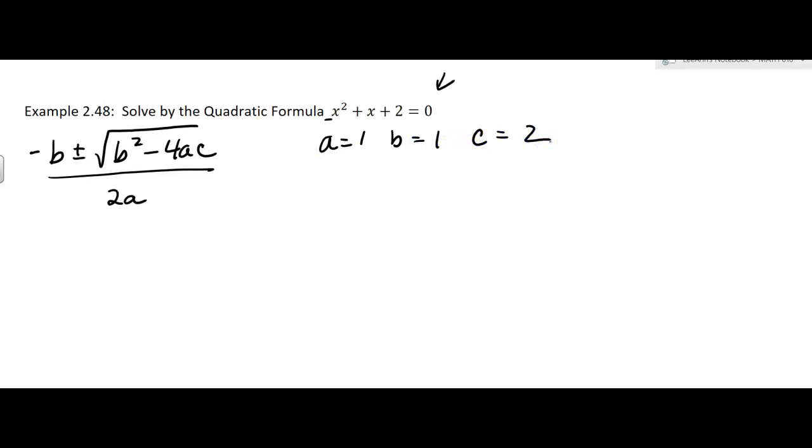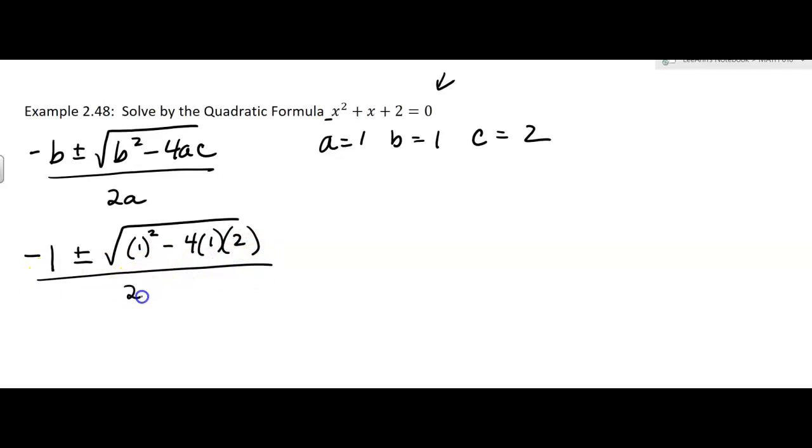Okay, so now I'm going to put everything where it goes. The opposite of b plus or minus the square root of b squared minus 4 times a times c, all over 2 times a. All right, let me make sure I got everything in right. A 1 for the b appears in 2 places. A 1 for the a, that appears in 2 places. And then the c, that only appears once. Okay, now we want to simplify this. So negative 1 plus or minus the square root of 1 minus 8, all over 2.